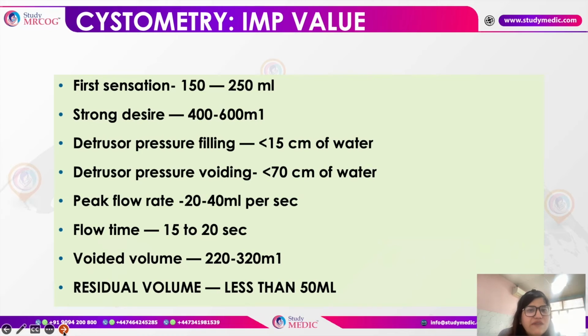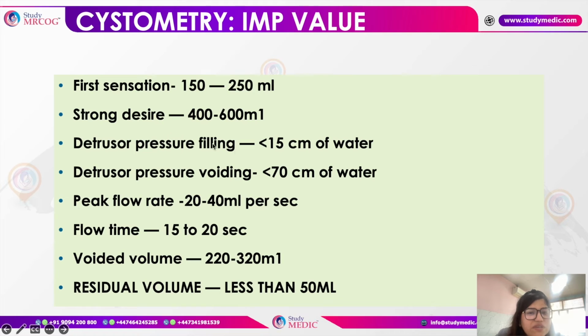Then these are important values. They can be asked in your exam. So usually the first sensation to void occurs at 150, when the bladder is filled to 150 to 250 ml. Strong desire to void occurs between 400 to 600 ml. Detrusor filling pressure is usually less than 15 centimeter of water.